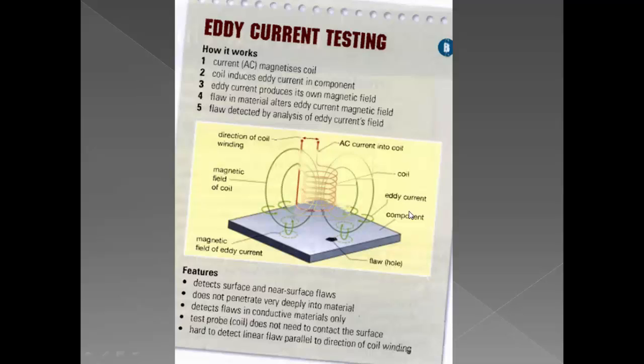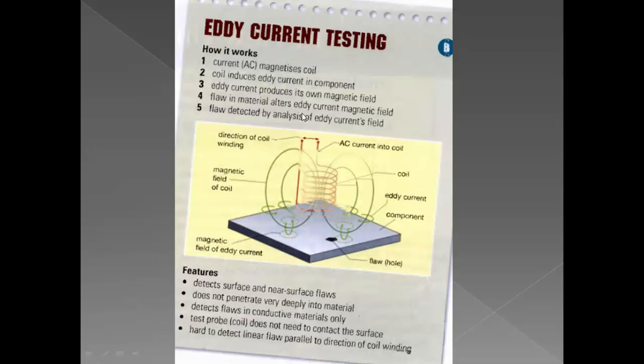Turning to part B of the testing systems, it is eddy current testing. How does it work? The first thing is the function of AC current in a magnetized coil. The coil is right here. Current will circulate through the line and magnetize the coil. The coil induces eddy current in the component. In the component, eddy current will be induced. Eddy current produces its own magnetic field. There is not any kind of supply.